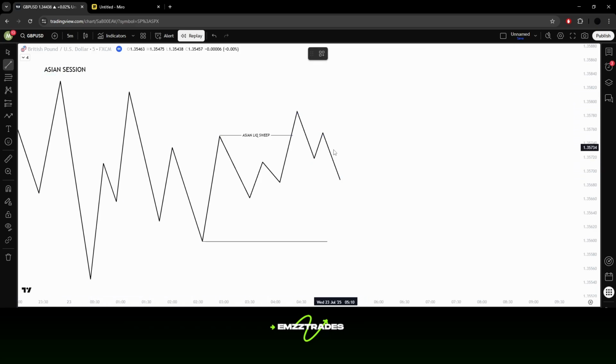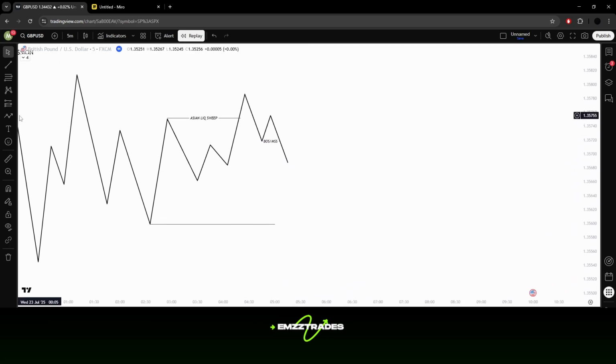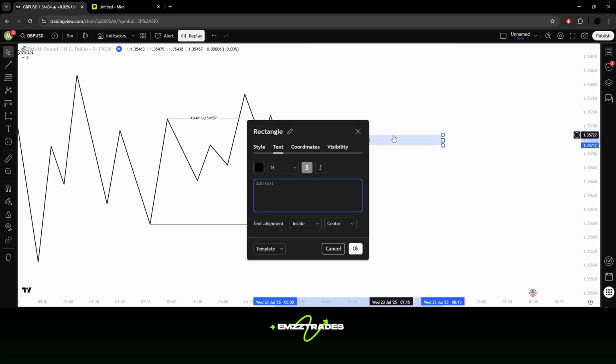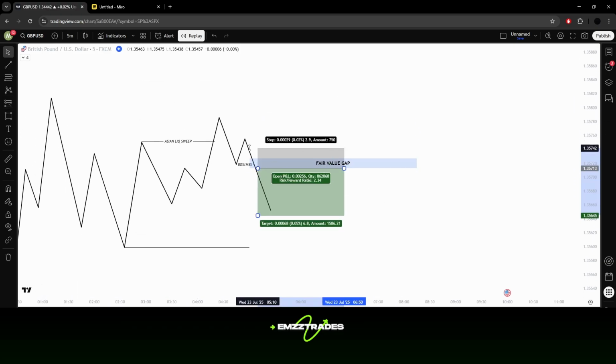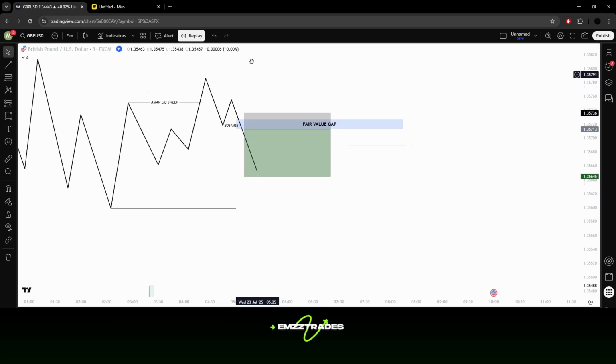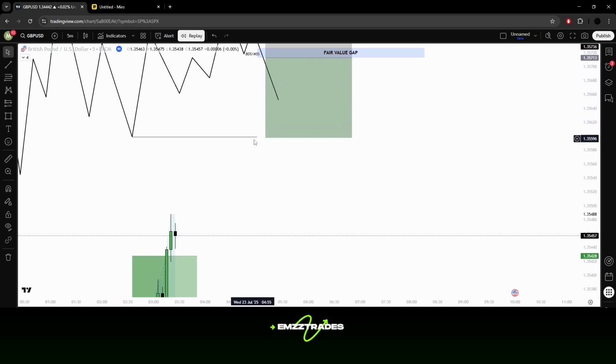So as soon as you get a breakage of structure, or market structure shift, all you're going to be doing now is actually marking out your fair value gap. So you're going to be marking out your fair value gap right here. And as soon as we get a fair value gap, all you've got to do now is literally enter your short position right there, placing your stop loss just below the first candle of the FVG and placing your take profit at a 1 to 3, or you can actually place it at Asian session's lows, right?